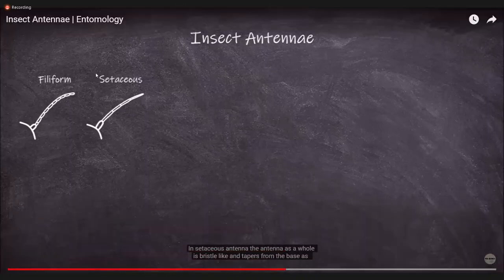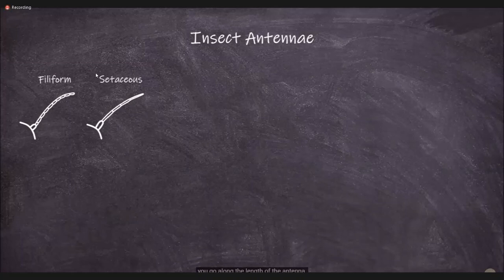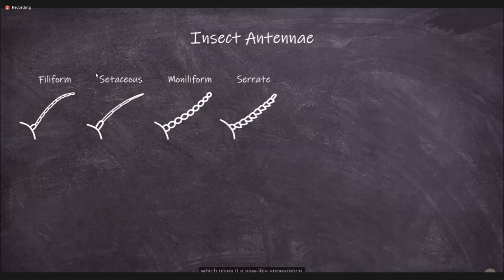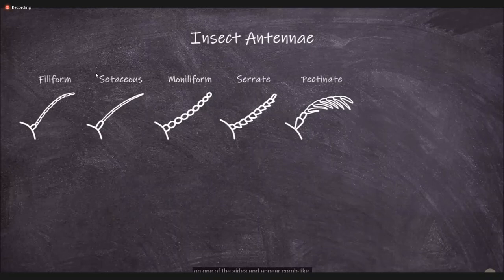The antenna as a whole is bristle-like and tapers from the base as you go along the length of the antenna. In moniliform antenna, the segments of the flagellum are rounded and appear like a string of beads. In serrate antennae, the segments of the flagellum are angled on one of the sides, which gives it a saw-like appearance. In pectinate antennae, the segments are elongated on one of the sides and appear comb-like.